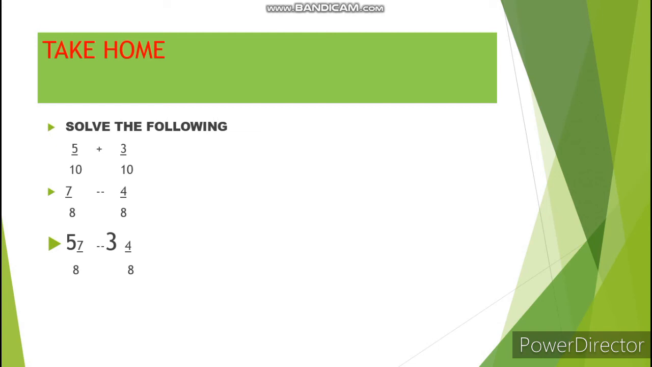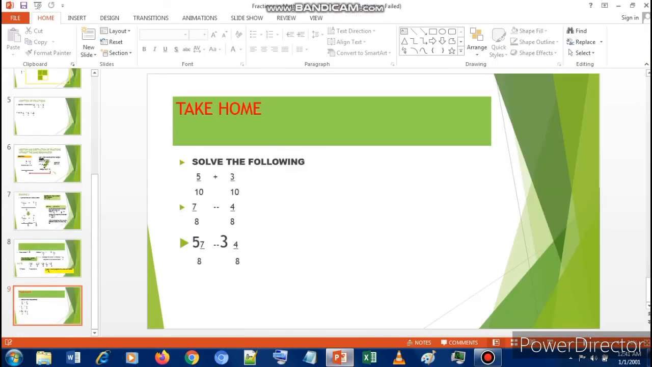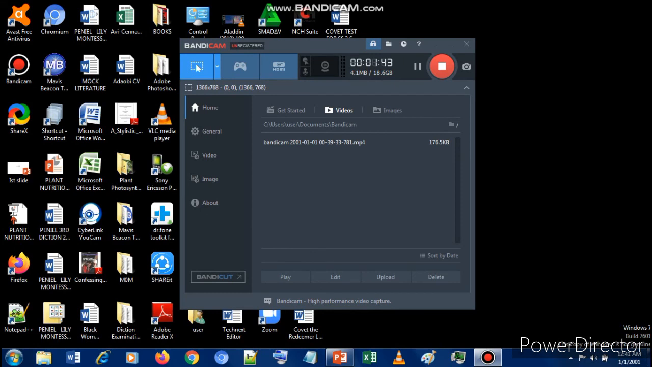Solve the following: 5/10 plus 3/10, and 7/8 minus 4/8. And the last one is 5 whole number 7/8 minus 3 whole number 4/8.